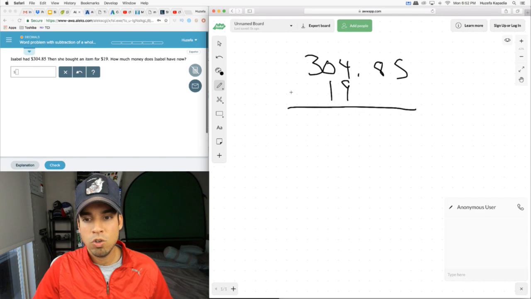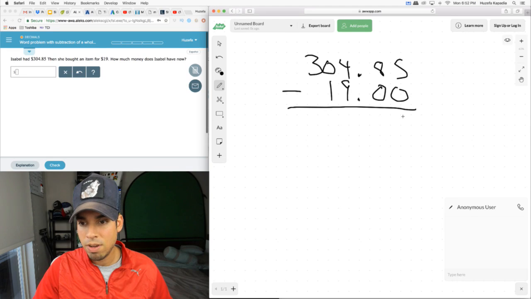So we're subtracting 19, but remember, we're lining it up with the dot. There is no dot in 19, but in fact there is, it's just invisible. And what can we put over here? 2 zeros. And now let's do the subtraction problem. 5 minus 0 is 5, 8 minus 0 is 8, dot, 4 minus 9.